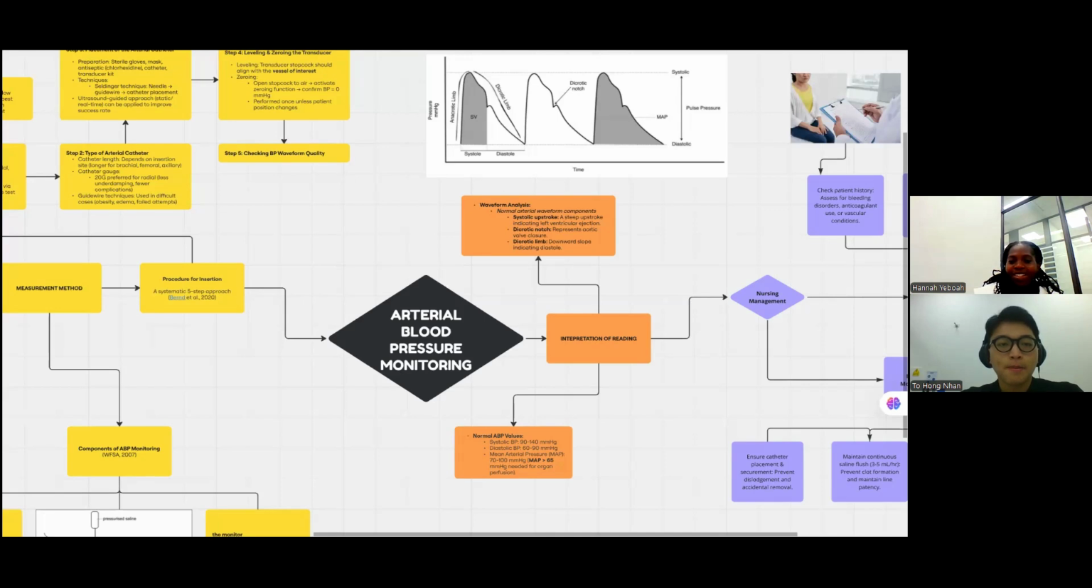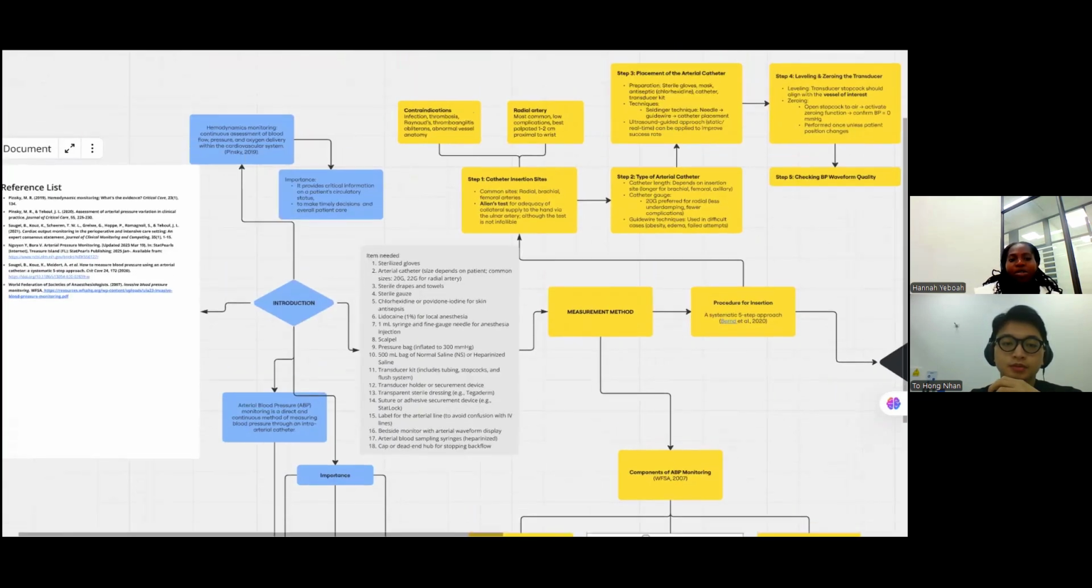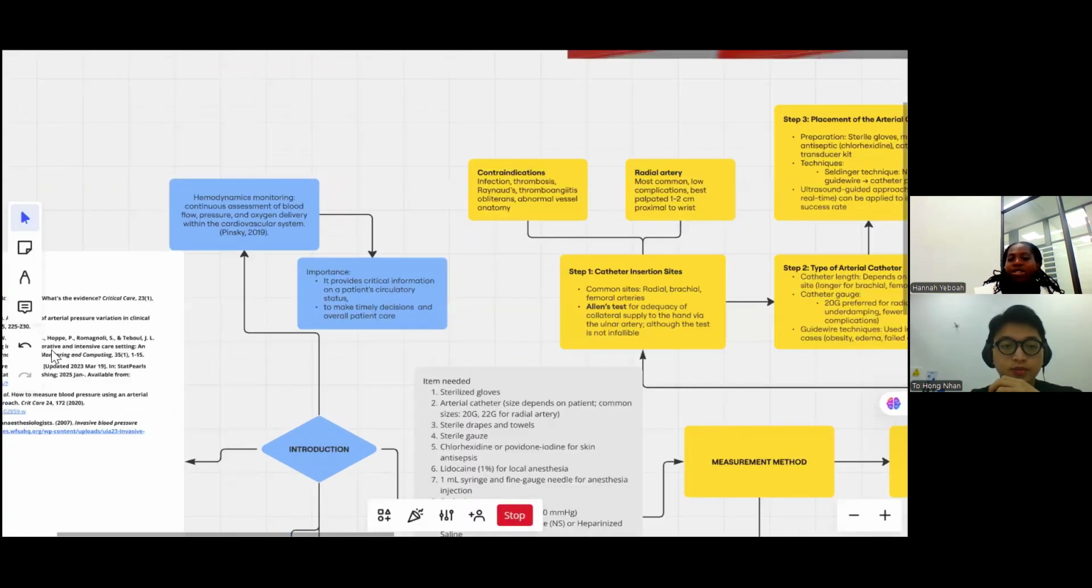Today we are here to present on arterial blood pressure measuring and also monitoring and other things as well. First of all, we're going to start with the definition of what we mean by hemodynamic monitoring. When we talk about hemodynamics, it's a continuous assessment of blood flow, pressure, and oxygen delivery within the cardiovascular system. So here we are looking at a patient who is in a critical state where we need to assess the blood pressure, but it cannot be monitored using the usual way. So we need to use hemodynamic monitoring to assess it.